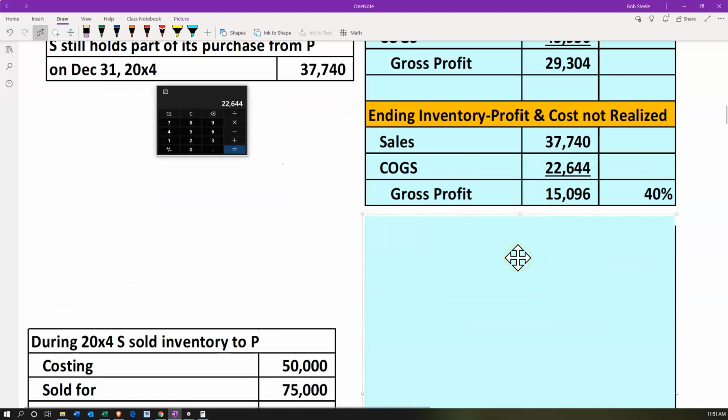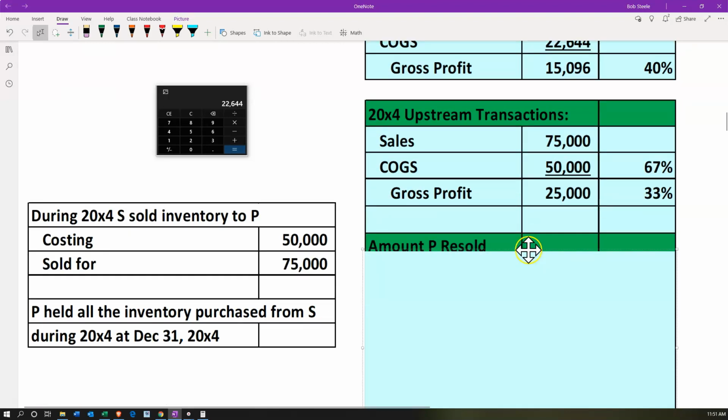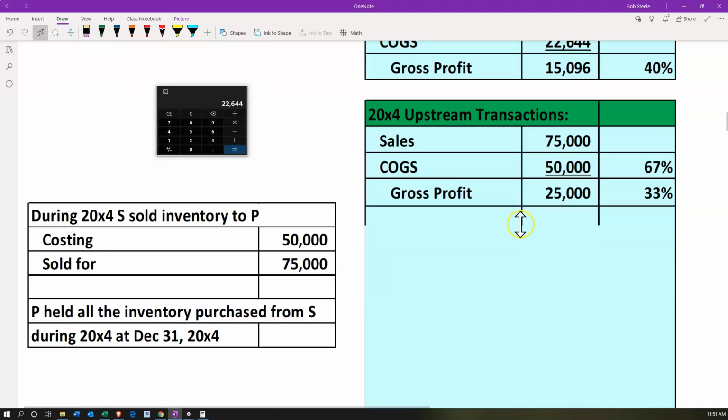And then, okay, so that's what we have to think about, how we're going to reverse that. Now we do the same kind of thing for the upstream transaction. This is in the current year, upstream transaction current year, where upstream means S sold to P. And in our data, S sold to P 75,000 in sales. The cost of goods sold was 50,000, difference 25,000.